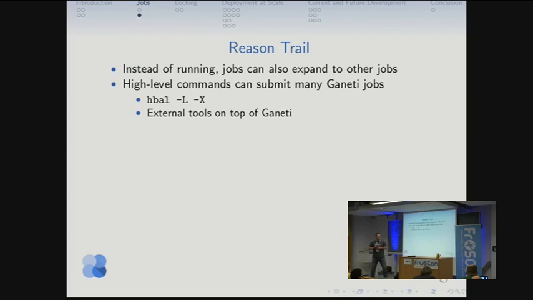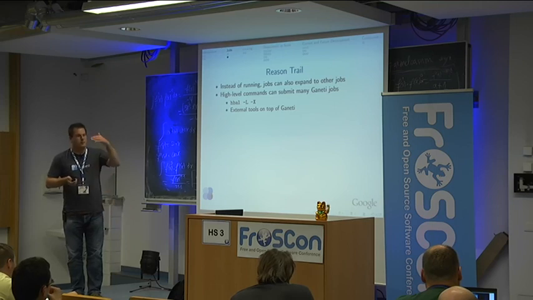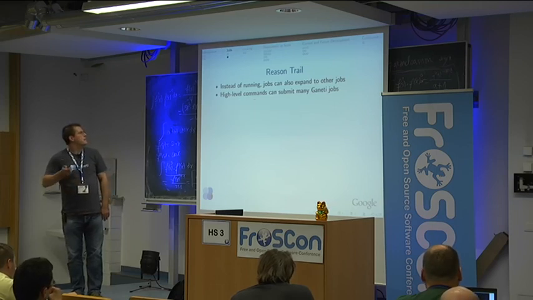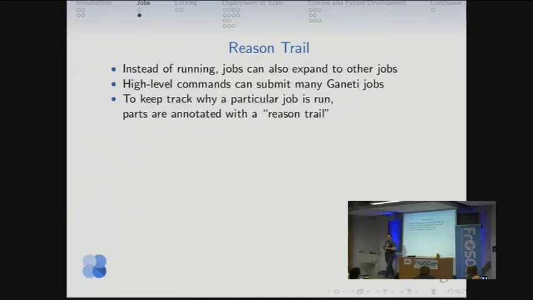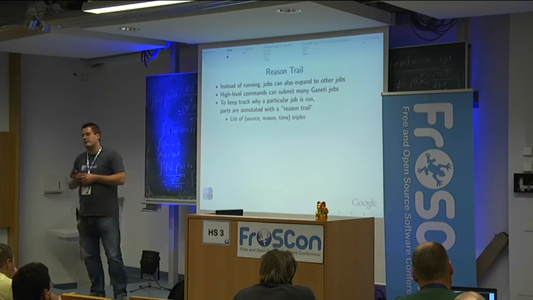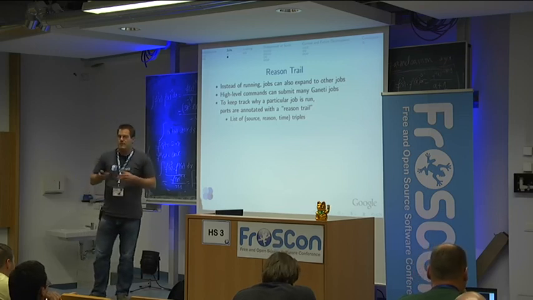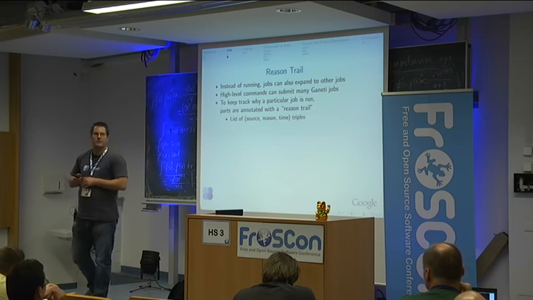Or you can have other tools on top of Ganeti that either do user management or manage lots of clusters, so it might not be the top layer. And they also submit jobs to Ganeti. And to keep track of what's actually going on or why a particular job was submitted, jobs are annotated with reasons why they're executed. A reason is just a list of tuples: source, reason, and timestamp. Timestamp is kind of obvious, nanoseconds in the epoch. Source is the tool that added this comment. So typically the tool that submitted the job or the tool that picked up and transformed it. And reason is some human readable text on why we actually want to have this operation on the cluster.